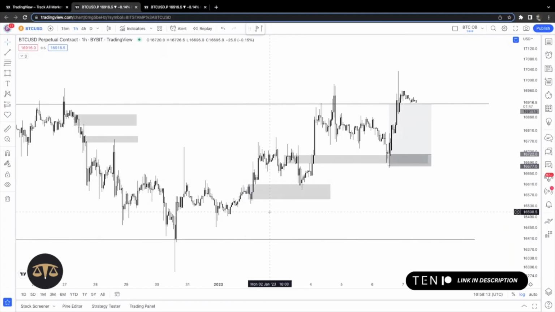So that's a simple strategy for you to make money in this market. The problem is with people, they have too many indicators and they get confused.